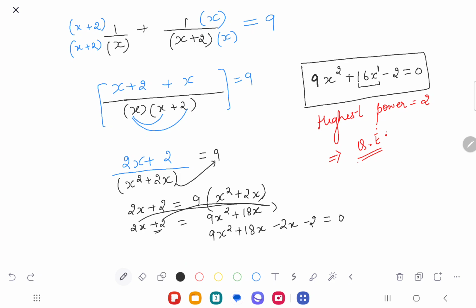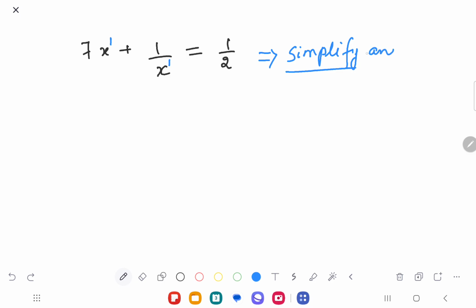Okay. So for example, if I say 7x plus 1 over x equals 1 over 2, I do not know whether it is a quadratic equation or not, because what can I see right here? I can see x as power 1, but I also see an x in the denominator, isn't it? I do not want an x in the denominator. So whenever I see an x in the denominator, it means you have to simplify the equation to know the nature of the equation. Do you understand?